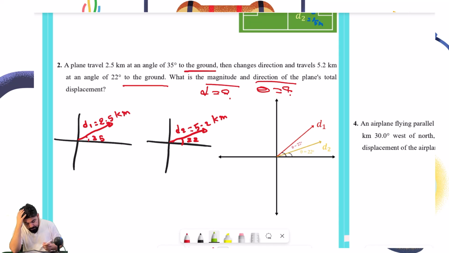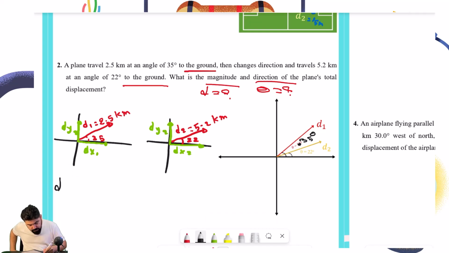Let me just analyze this into two components. This is the x component, so it's going to be dx2, and this one is going to be dy2. This one here is going to be dx1, and this one here is going to be dy1. By the way, this is wrong. This shouldn't be 22, it should be 35. Now let's calculate this.